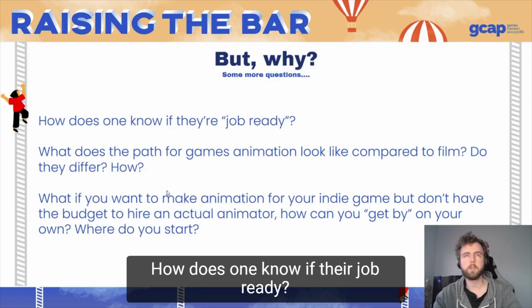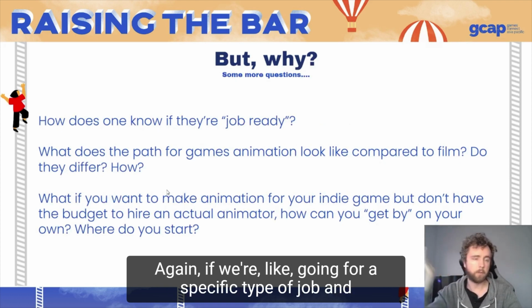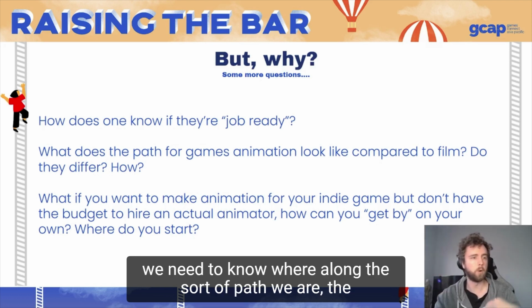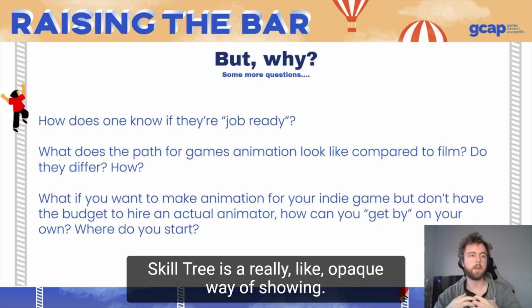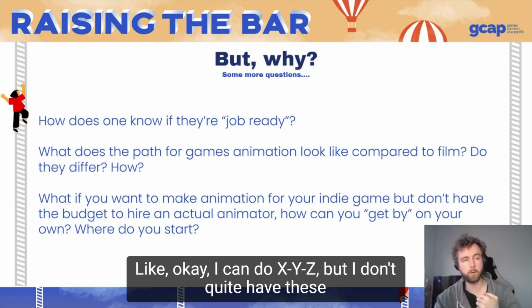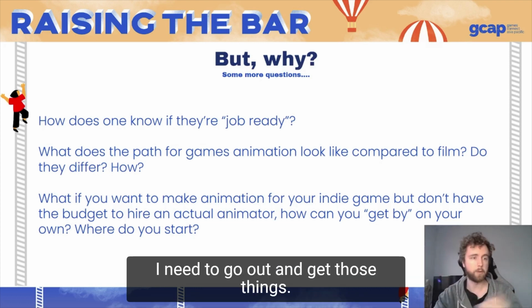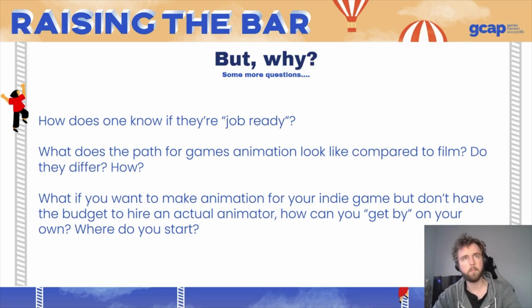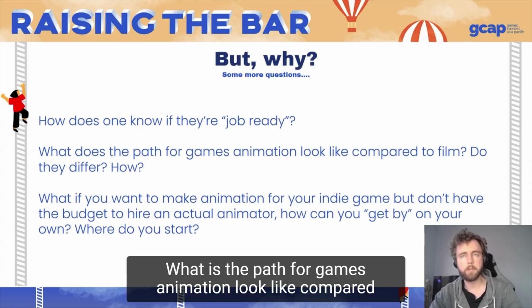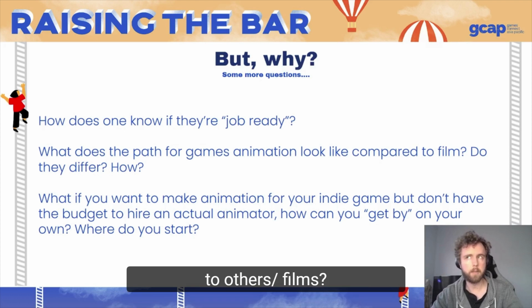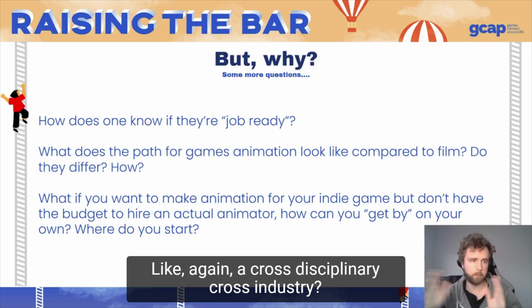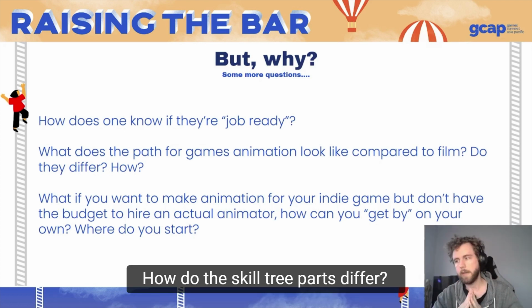Some more questions. How does one know if they're job ready? Again, if we're going for a specific type of job and we need to know where along the path we are, then a skill tree is a really opaque way of showing, okay, I can do X, Y, Z, but I don't quite have these other things. I need to go out and get those things. What does the path for games animation look like compared to film? Again, cross-disciplinary, cross-industry, how do the skill tree paths differ?